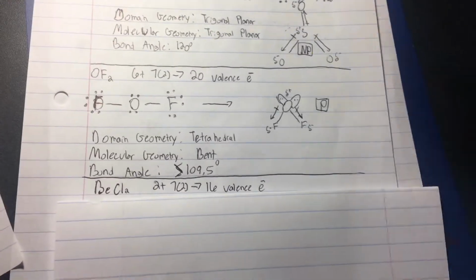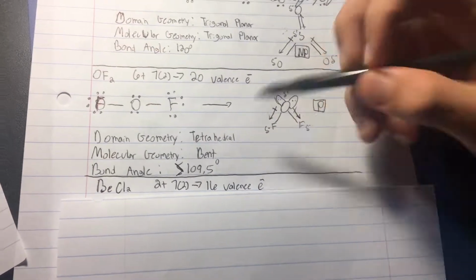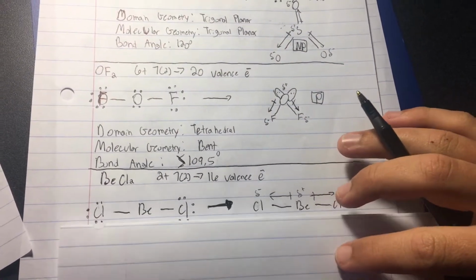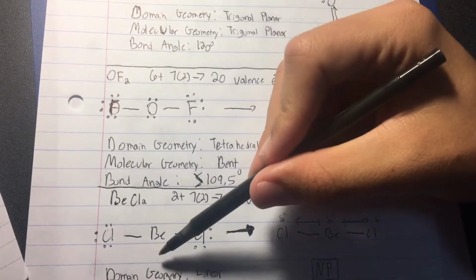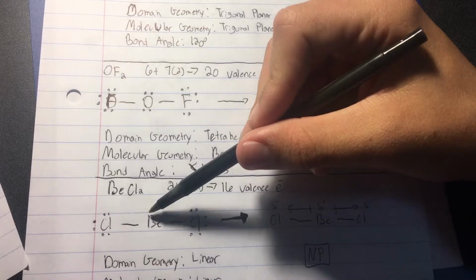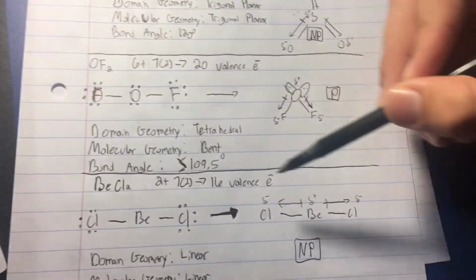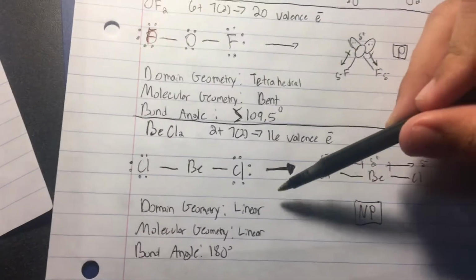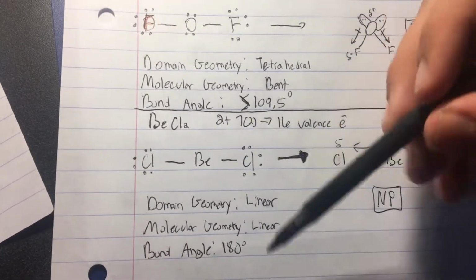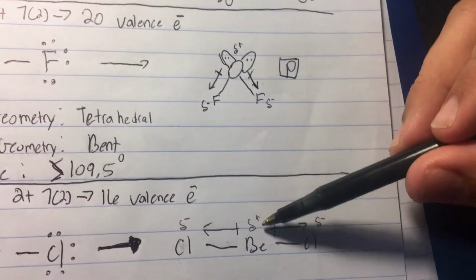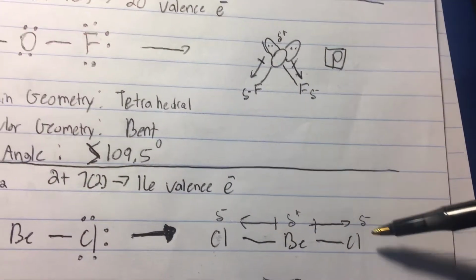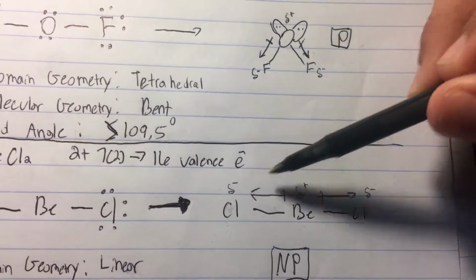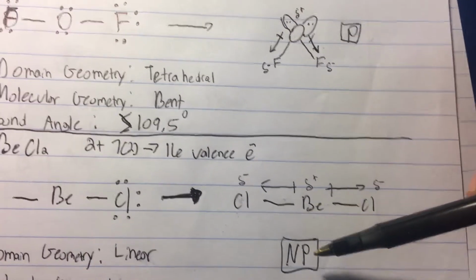Next up is beryllium chloride. Beryllium chloride has 16 valence electrons. Its Lewis structure looks like so. And you might think, why doesn't it have a full octet? It's because beryllium is an exception, and there are no resonance structures for this. So it's going to be a linear domain geometry, a linear molecular geometry, having a bond angle of 180 degrees. So there's going to be a partial positive charge on the beryllium atom, a partial negative charge on one chlorine atom, and a partial negative charge on the other chlorine atom, thus canceling the net dipole, leaving a nonpolar molecule.